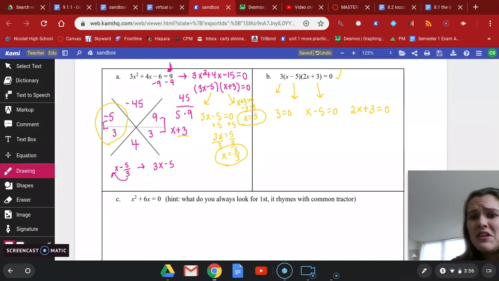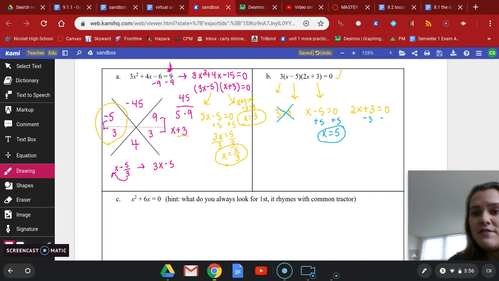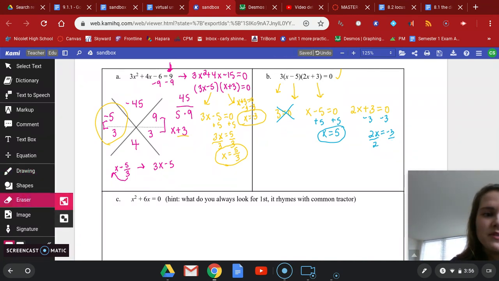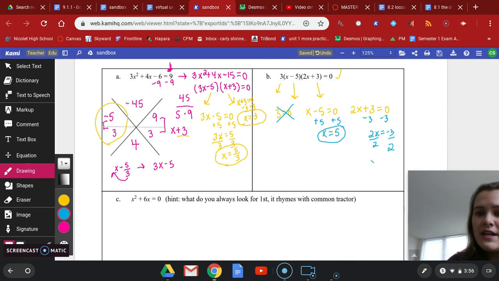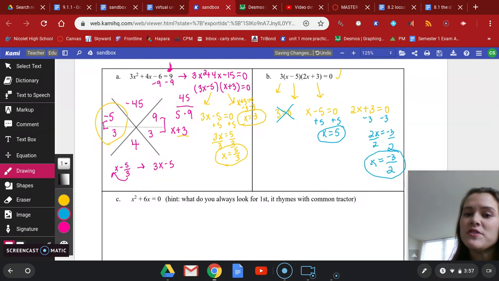Can 3 ever be 0? Heck no. What about this middle guy? X equals 5, that would be the opposite of a negative 5. So that relationship that I look for is still there. Oops, I divided by 3 over there. I meant to divide both sides by 2. Alrighty, so I get x equals negative 3 over 2. So those are my 2 answers there for that one. When it's already factored for you, it's a little bit easier, right?